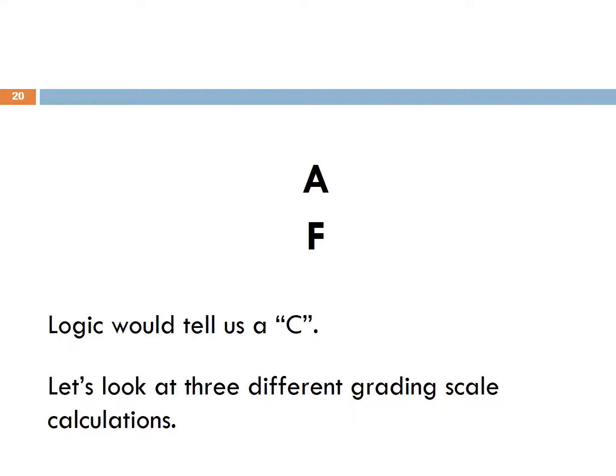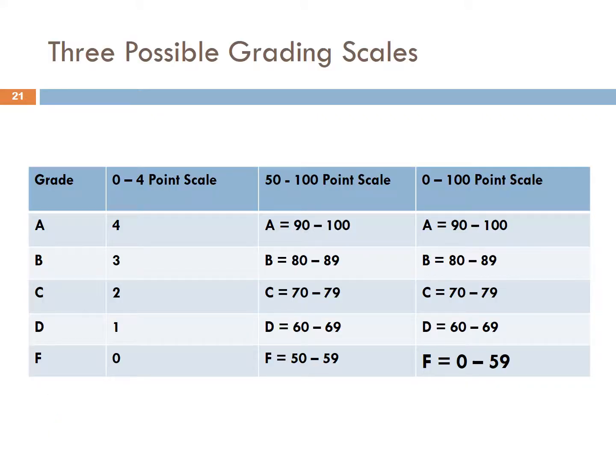Let's look at 3 different grading scale calculations. 3 possible grading scales. The first column is for grades A through F. The second column is the commonly accepted grading scale 0 to 4, which is used to determine GPA, but is not usually used for grade calculation averaging. The next column is the newer proposed grading scale 50 to 100, recommended for use in grade calculation averaging of grades A through F. The last column is the grading scale 0 through 100, most often used to calculate grade averages.